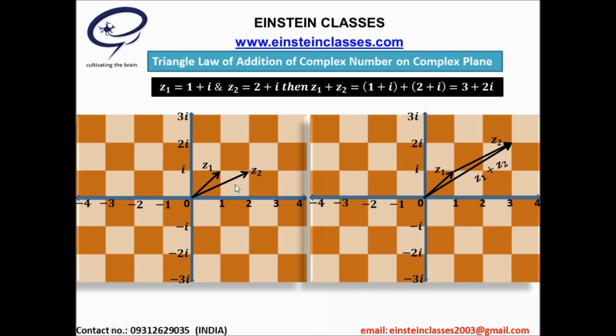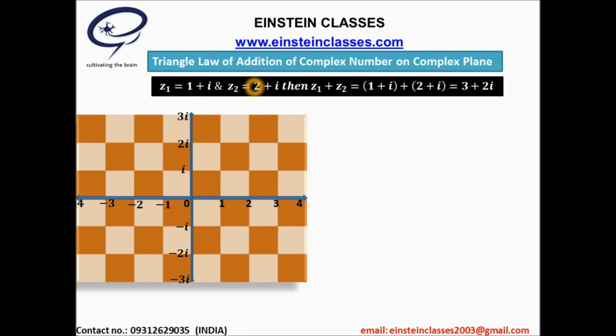What we have to do? We have to displace the complex number z2 such that its tail will be at the head of z1. Then we have to draw a new complex number z1 plus z2, which will be directed from origin O to the head of z2. This line will represent the complex number z1 plus z2, which will come out 3 plus 2i. This is called the triangle of addition of complex numbers.